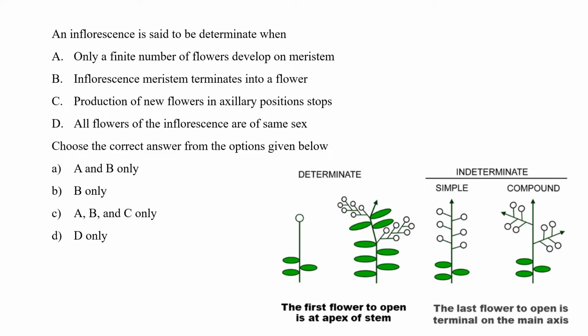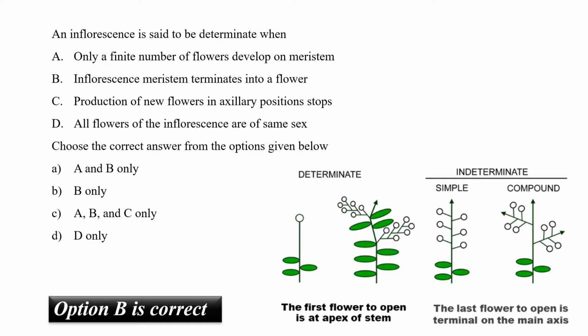Now in racemose inflorescence, the branch do not terminate into a flower. The flowers are arranged laterally in an acropetal manner. That is, the older flower are present on the lower side and younger flower are arranged on the upper side. In this type of inflorescence, the peduncle or the flower axis continues to grow. In cymose inflorescence, the peduncle ends with the flower. Here the oldest flower are thus the terminal and the young buds are located in the lateral position. So from the given options now, statement B, inflorescence meristem terminates into a flower, is correct. Hence, in the options, option B only is the right answer.